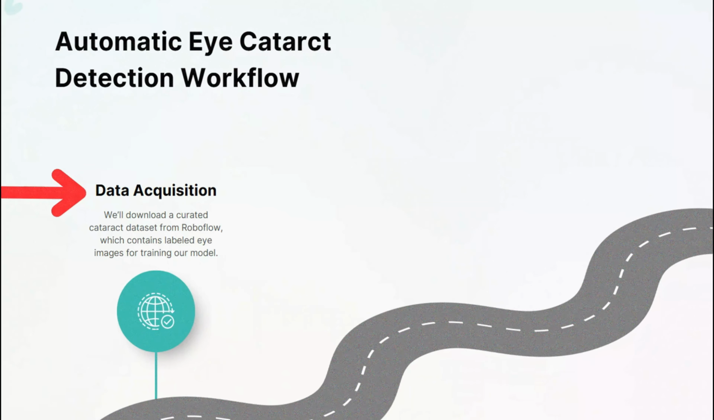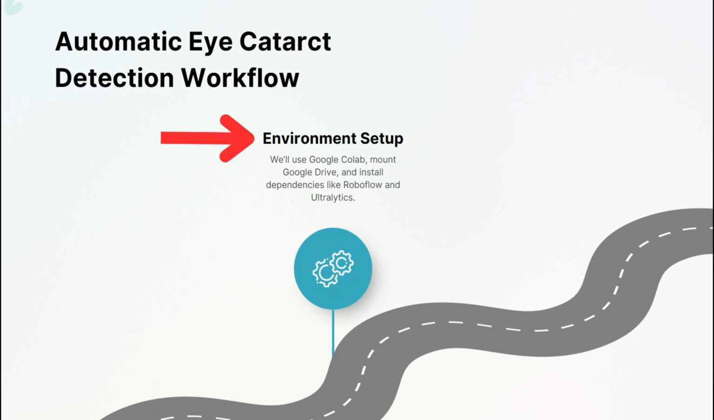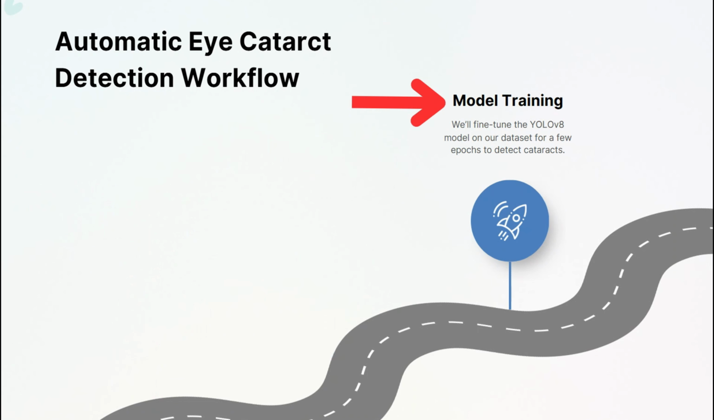Let's see the workflow. Step 1. We'll start by downloading a curated cataract dataset from RoboFlow. This dataset includes labeled images of both healthy and cataract-affected eyes, essential for training our model effectively. Step 2. Using Google Colab, we'll mount Google Drive for easy data access and install key libraries like RoboFlow, Ultralytics, and Gradio. Step 3. Next, we'll fine-tune the YOLOv8 model on our dataset over multiple epochs. This helps the model learn to accurately detect cataracts in eye images.